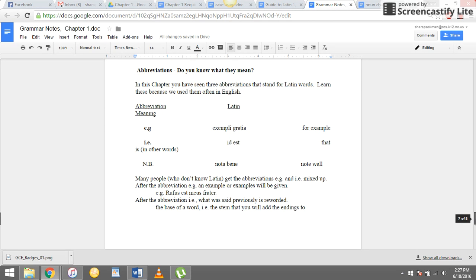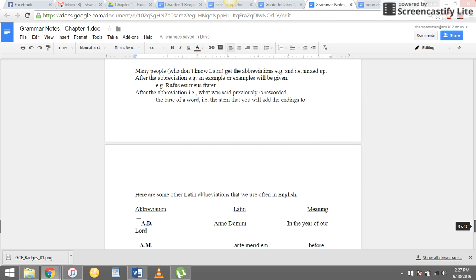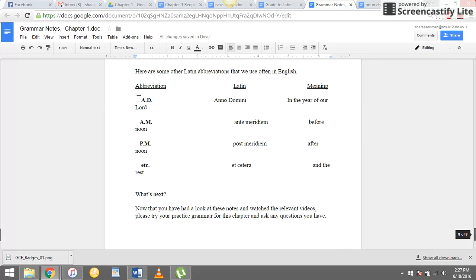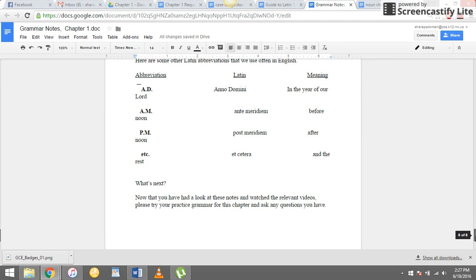And then finally, you have some abbreviations you should read. I think they should have been in the vocab, but they're not. And finally, now that you've gotten to the end of the chapter, you can do the practice grammar for this chapter, which does not count in your grade, but gives you a chance to see what you've picked up. And then you can try the final grammar after that. Both of the grammar quizzes are in your drive in the chapter 1 folder.